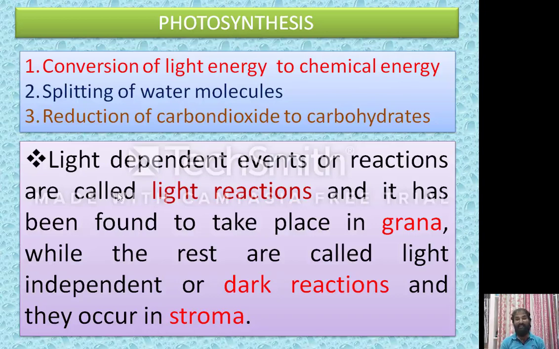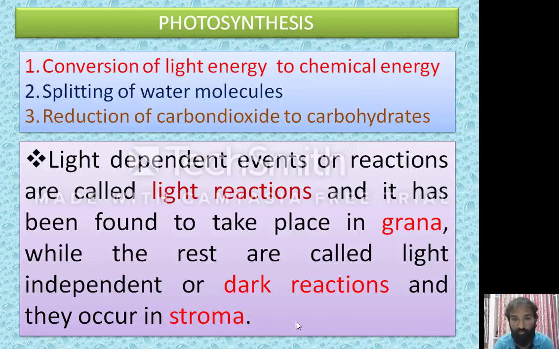This light independent phase is also called the biosynthetic phase, and it always occurs in the stroma of the chloroplast. I already told you that stroma is a fluid that contains DNA, RNA and starch, and especially the photosynthetic enzymes. These photosynthetic enzymes are helpful for the conversion of carbon dioxide into carbohydrate. That's why the dark reaction occurs in the stroma of the chloroplast.